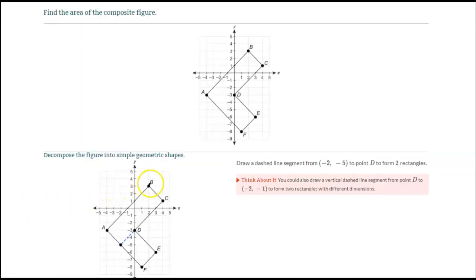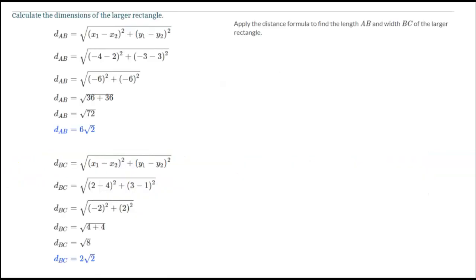Now, because these lines are not vertical or horizontal, they are diagonal, I'm going to need to use the distance formula. Remember that the distance formula is x1 minus x2 squared plus y1 minus y2 squared. So I'm going to use each of my coordinates: negative 4, 2 for my x's, negative 3, 3 for my y's.